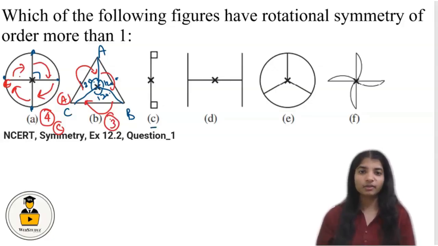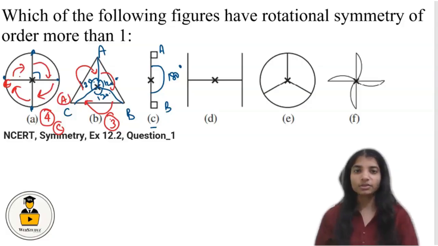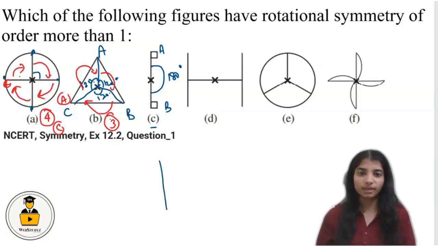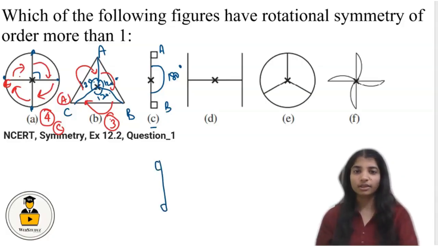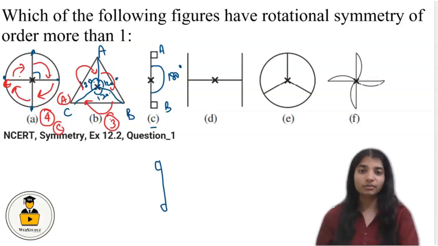Now we are considering this figure C. This figure C is a straight line and we know that the angle of a straight line is 180 degrees. Let's say this is A and this is B. If we rotate this figure by an angle of 180 degrees, this figure will be somewhat like this. So this is A, this is B.